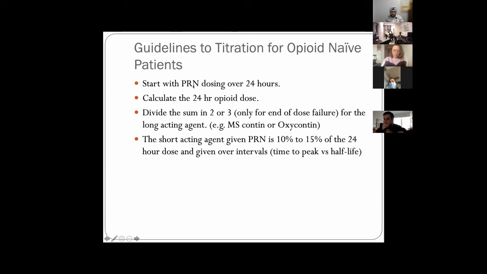So once you've done your math and you've given them PRN medications, you total them over 24 hours. And then when you come in the next day, you convert them to an oral medication if they're able to take orals. And you divide it by 2 or 3, depending on the long-acting agent that you're going to use, and for as long as there's no end-of-dose failures. For the most part, it has to be Q12 hours for MS Contin or OxyContin. We try to avoid saying BID because BID does not equate to Q12. And the one last thing here is that the PRN is always 10 to 15% of the 24-hour dose.